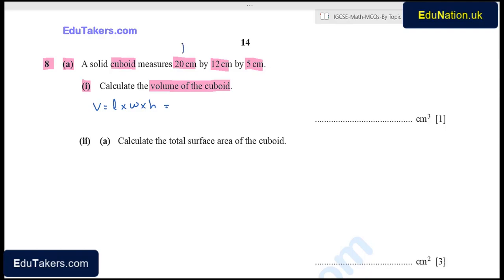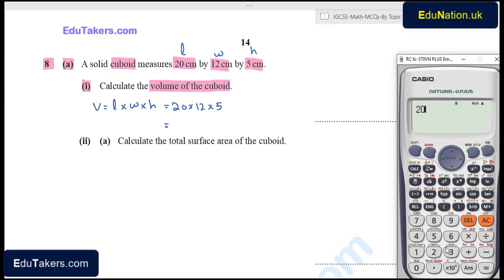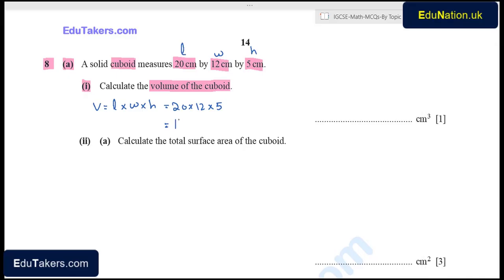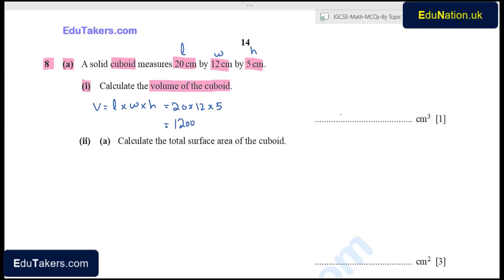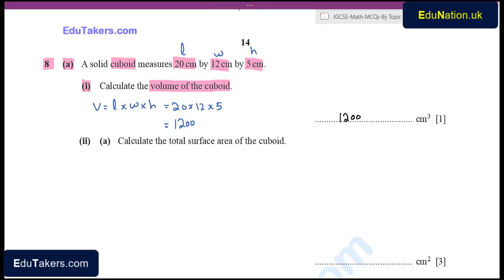Let's say this is length, this is width and this is height. So 20 times 12 times 5, which is 1200. The volume of the cuboid is 1200 centimeters cubed.